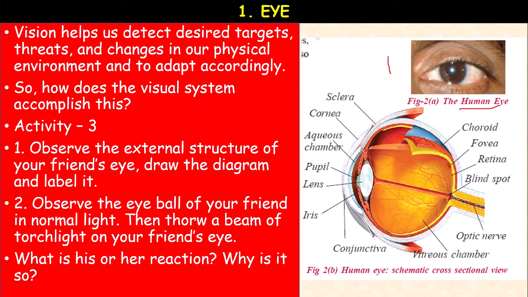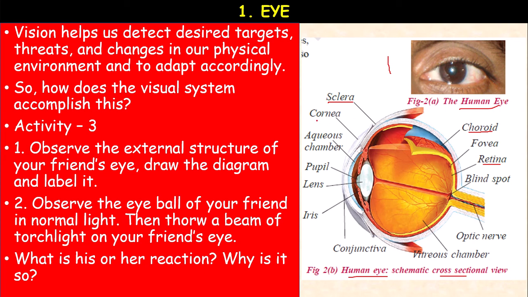This is the diagram given here, the human eye cross section. It consists of different parts like the outer layer, sclera, then the middle, choroid, and the innermost, that is the retina. Sclera, choroid and retina, these are the three layers of which the eye is made up.